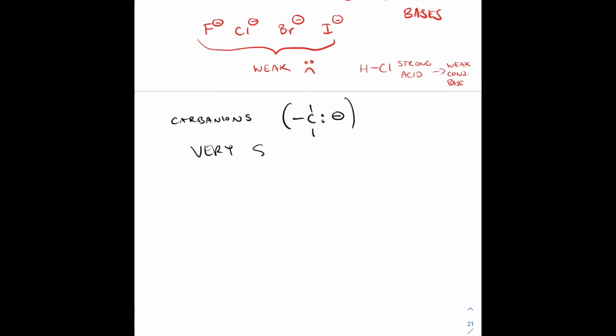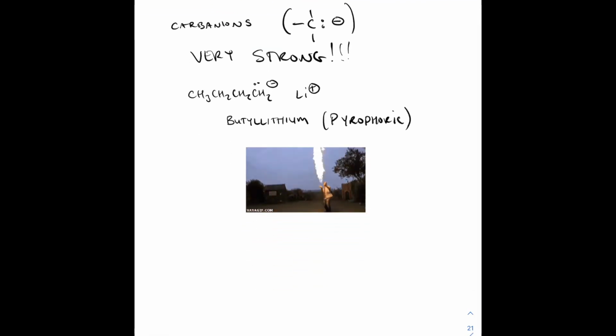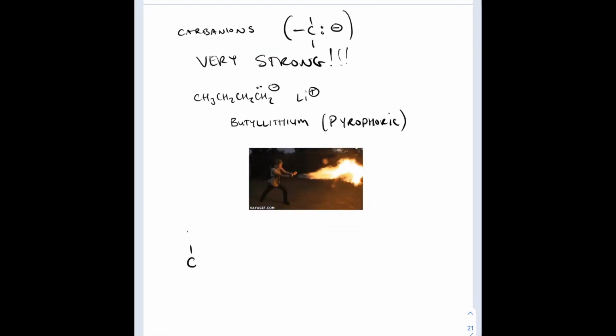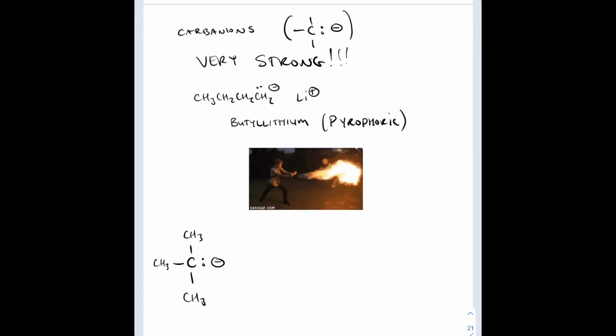Moving on to another common base is a carbanion. Here's a generic version of one. These are really strong because carbon doesn't like to be negative. It's not very electronegative. And a common example of that would be butyllithium. So this is actually a pyrophoric species, and it will just light on fire when exposed to air.